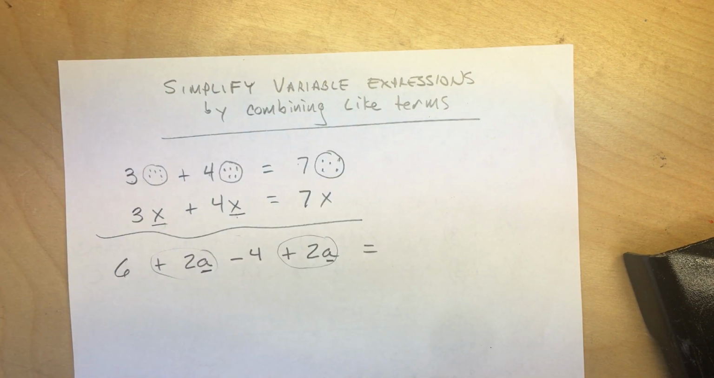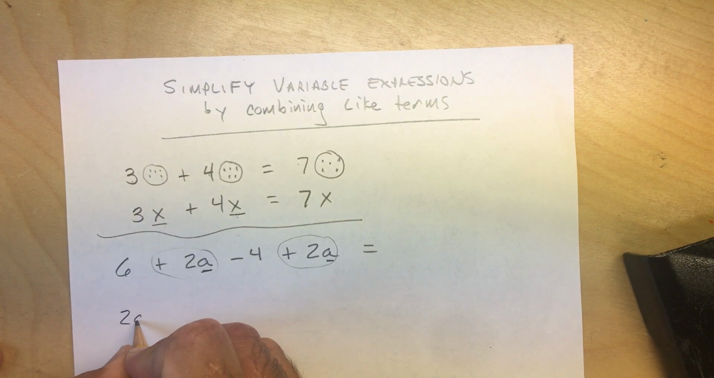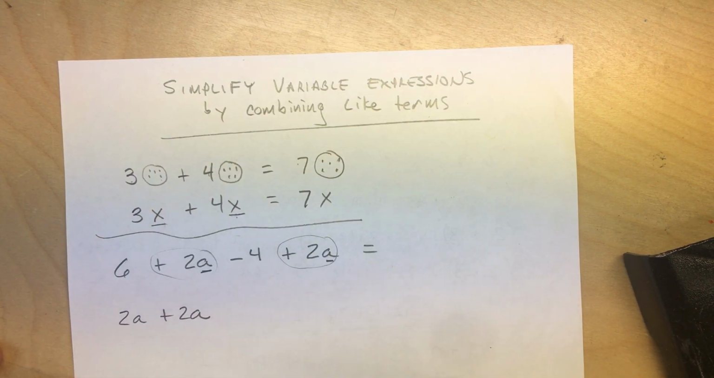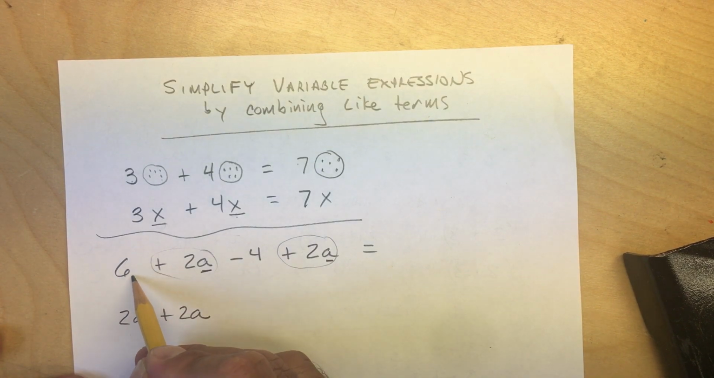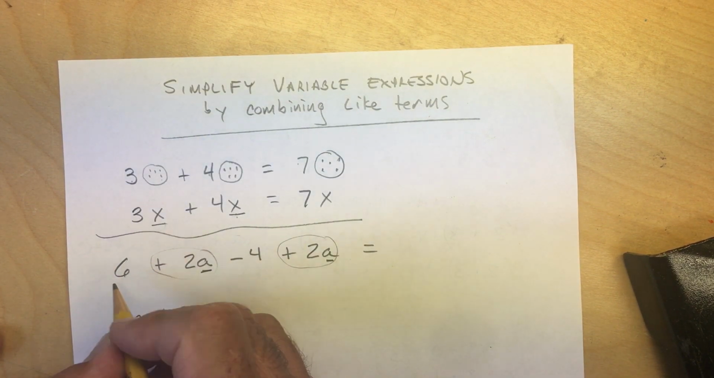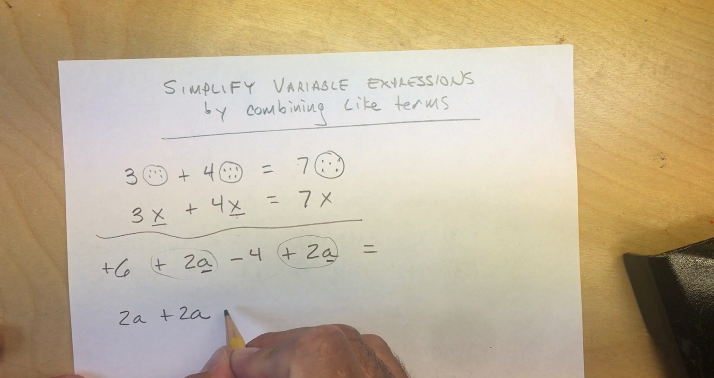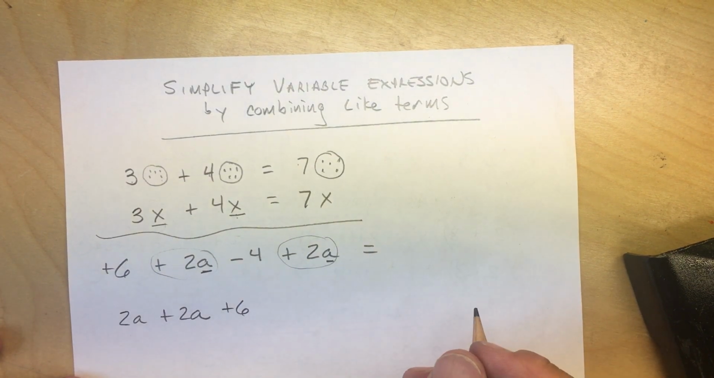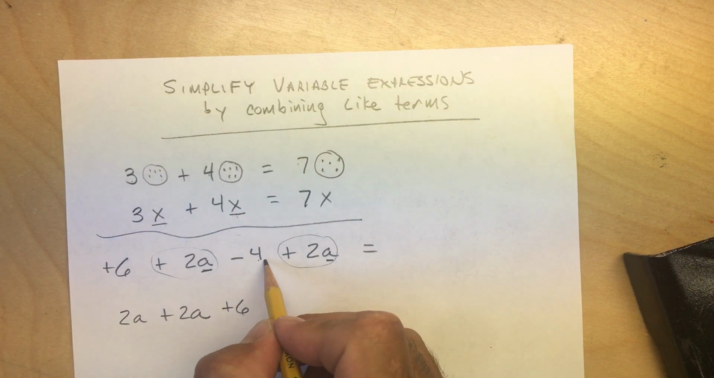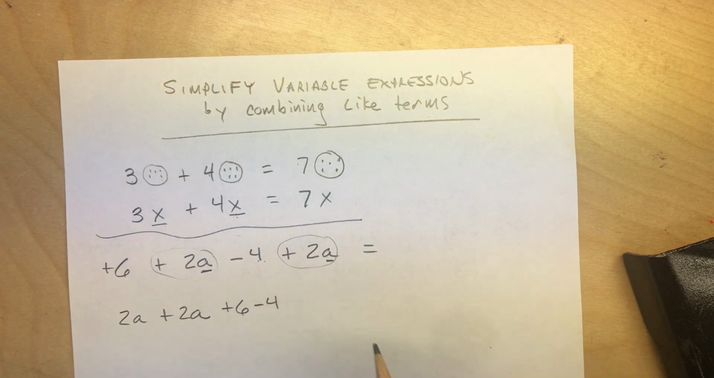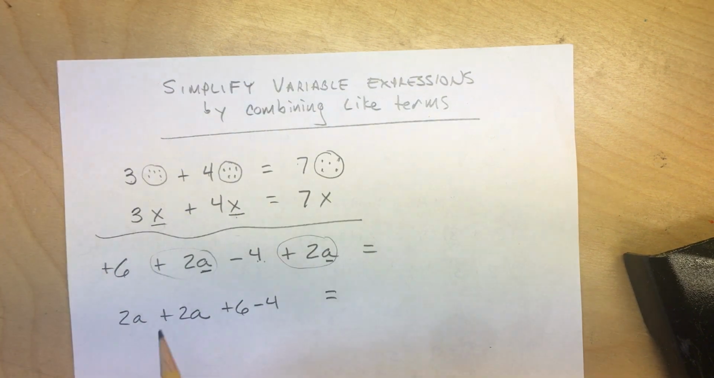So I'm going to use commutative property and switch things around, and I'm just going to write 2a plus 2a. Now, see the 6? It doesn't have any variable with it, and there's no sign in front, so it's positive, so I'm just going to write that there. And this 4 is a constant. It doesn't have any variable with it, so I'm going to write that there. And now we can combine the like terms.